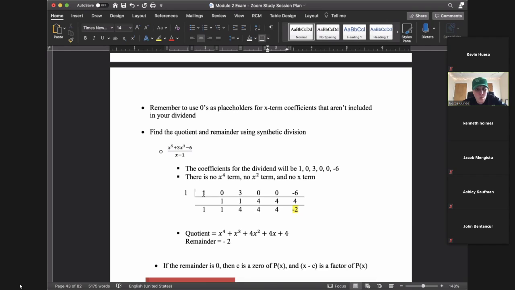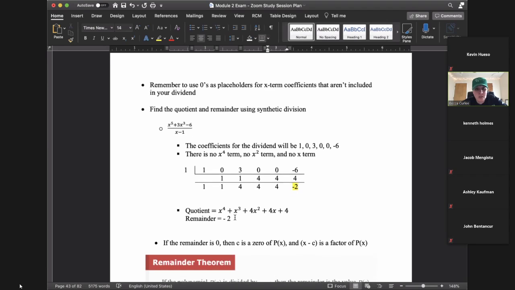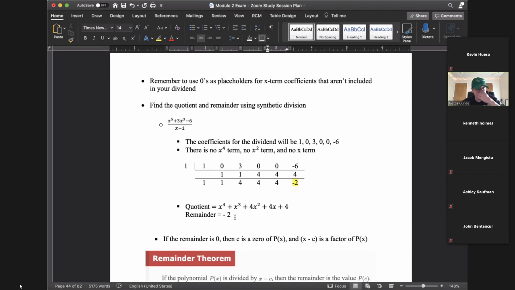So it's going to be 1x to the 5th plus 0x to the 4th plus 3x to the 3rd plus 0x to the 2nd plus 0x minus 6. So that's the same thing here. Just got to remember to write in your zeros, or else that can kind of mess up the equation. So bringing down our 1, 1 times 1 is 1, 0 plus 1 is 1, 1 times 1 is 1, 3 plus 1 is 4, 1 times 4 is 4, 0 plus 4 is 4, 1 times 4 is 4, 0 plus 4 is 4, 1 times 4 is 4, negative 6 plus 4 is negative 2.